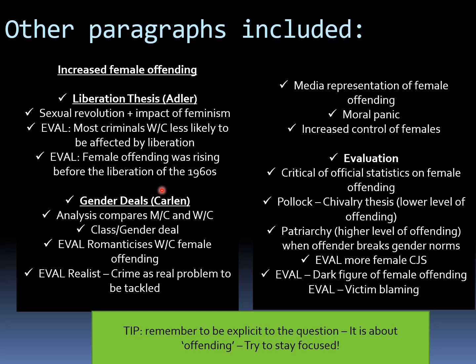You can then also explore the gender deals, and this will give you this level of analysis where you can compare why working class are more likely to commit crime based on that research by Carlen compared to middle class, and the deals that women are given. You could also look at the representation of females in offending and whether there is a moral panic, and you can explore that concept in a little bit more detail.